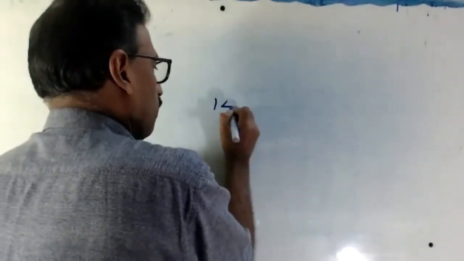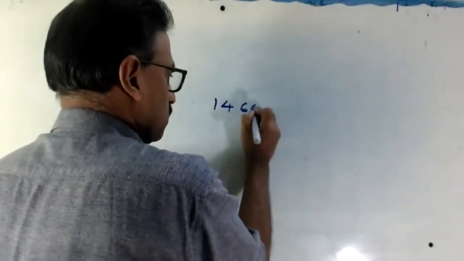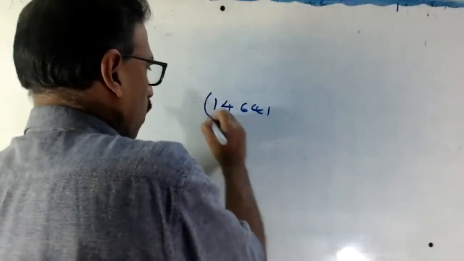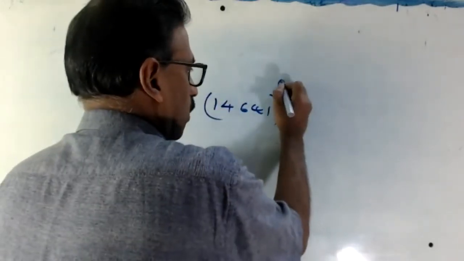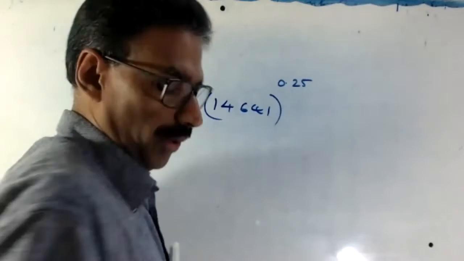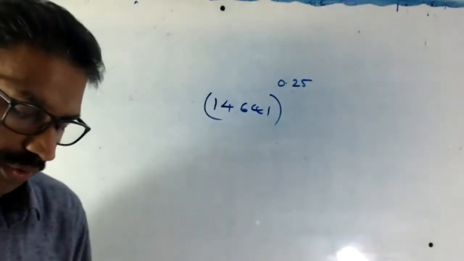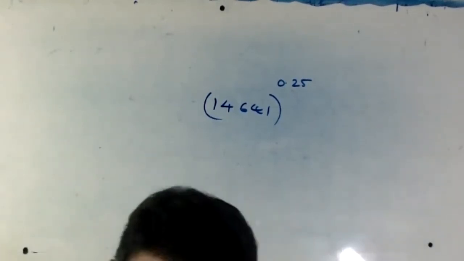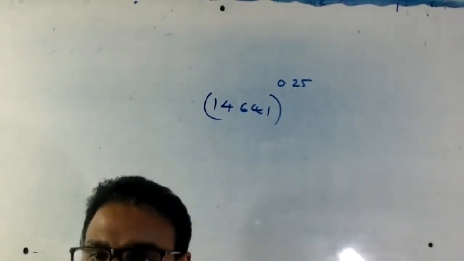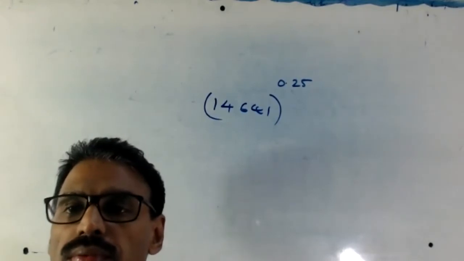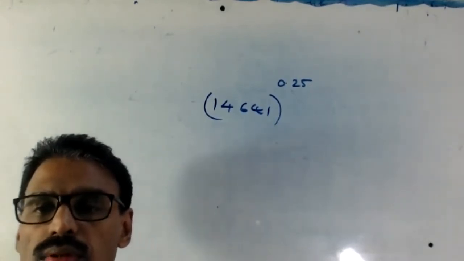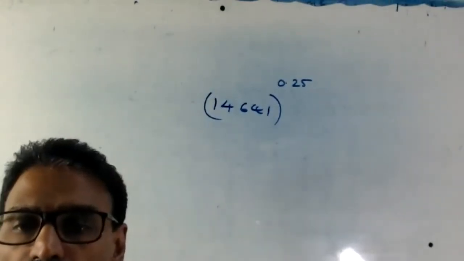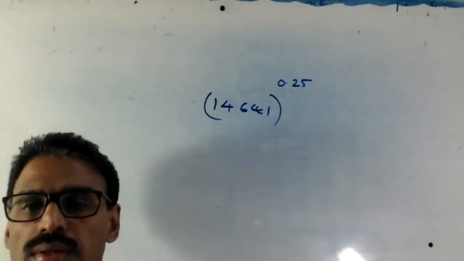Simplify 1 4 6 4 1 whole raised to 0.25. 1 4 6 4 1 raised to 0.25. Okay, try this one.